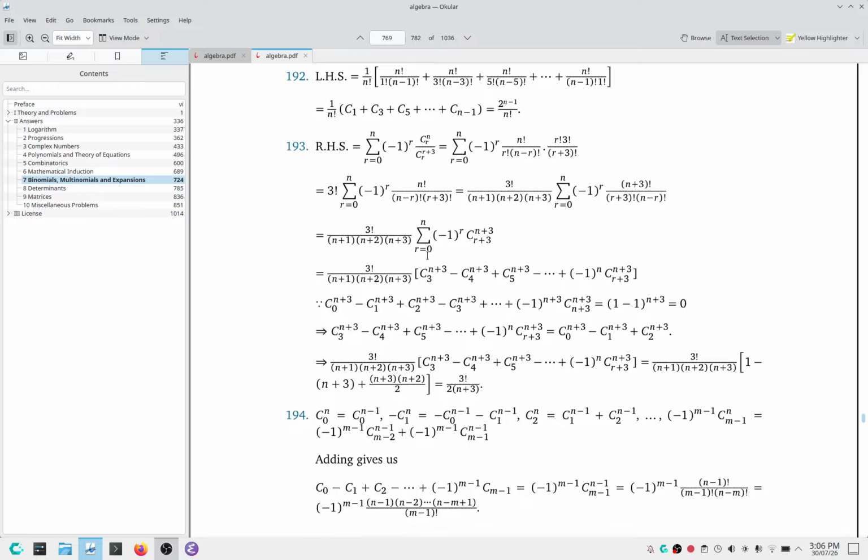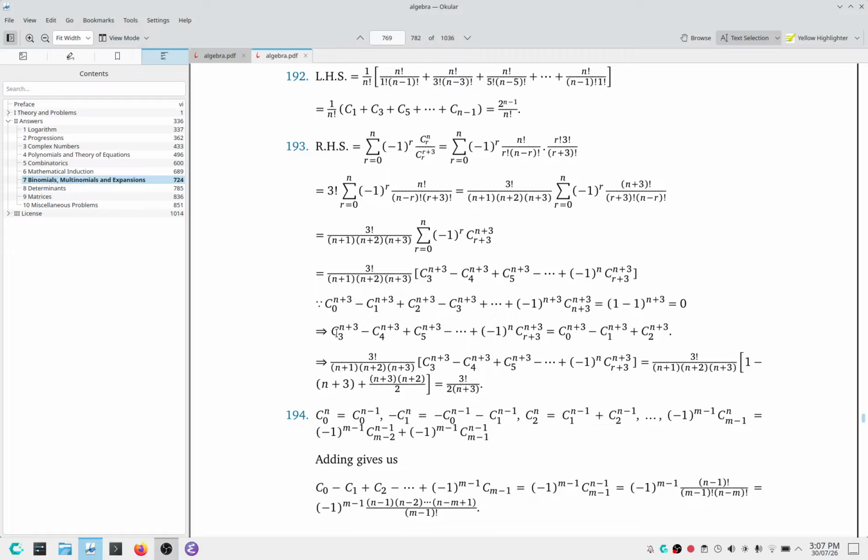And then we substitute r = 0, 1, 2, 3 and so on. We get n+3 C3 minus n+3 C4 plus n+3 C5 and so on up to (-1)^n n+3 Cn+3. And then we add and subtract n+3 C0, that is 1, and we have n+3 C1, n+3 C2. And then we have that relationship, that is n+3 C3 and so on, that is equal to (-1)^(n+3). That's what we know, that is 0.